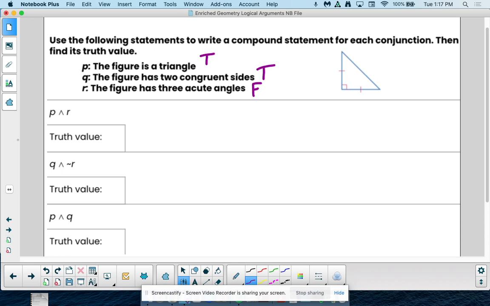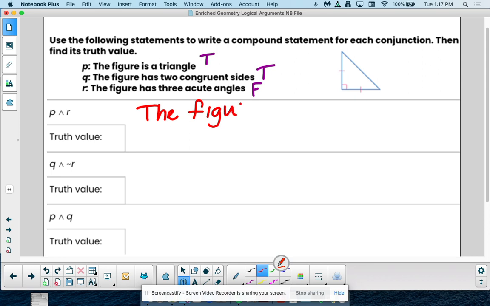What symbol is right here? And. So now we're going to write P and R. So what's P? Nope, what is the whole statement? The figure is a triangle. So that's what you're going to write first. The figure is a triangle. Write that out.